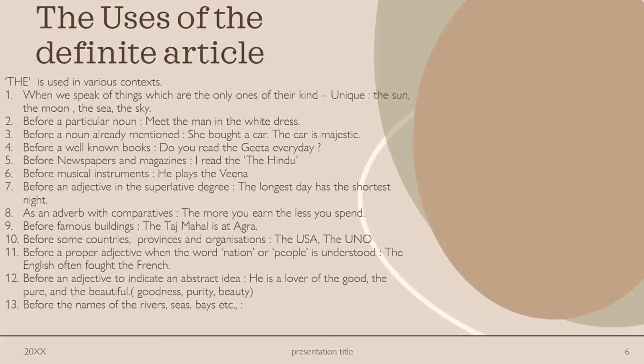He is a lover of the good, the pure, and the beautiful. Here it means to say the adjective as an abstract idea of goodness, purity, and beauty. Before names of rivers, seas, bays, etc. Likewise, the Godavari, the Krishna, the Kaveri, the Bay of Bengal, the Ganges, the Brahmaputra, the Arabian Sea.